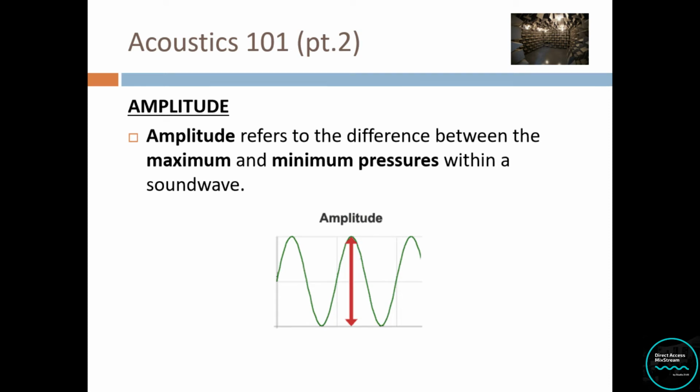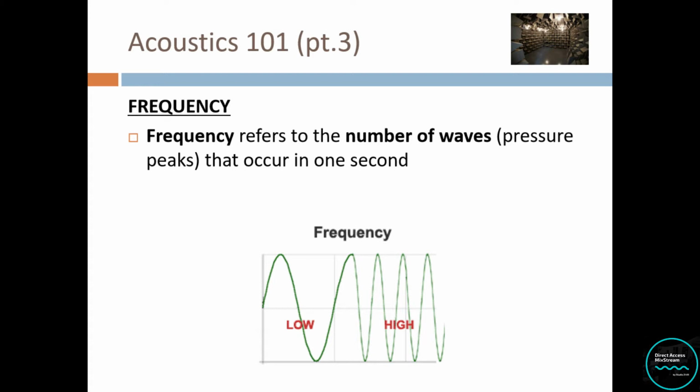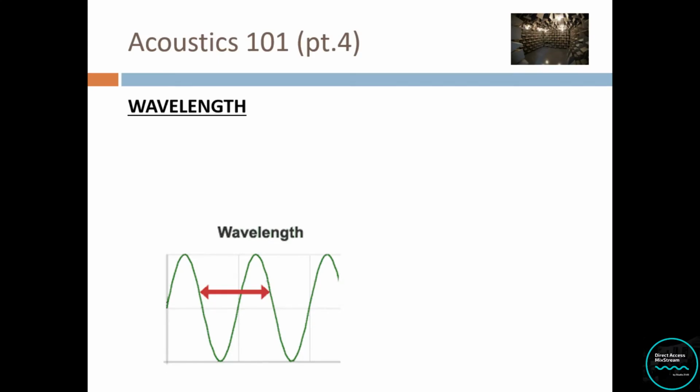So I talked also about properties of sound, about frequency. So we have low frequency, right, where the waves are wide and far apart, and high frequency, where they vibrate many more times per second. So frequency refers to the number of wave peaks that occur in 1 second. For example, on a 4-string bass guitar, the low E gives you a frequency of 41.2 hertz, about 41 hertz. Then the middle C on the piano is about 261.63 hertz.